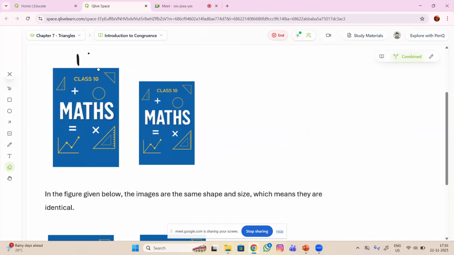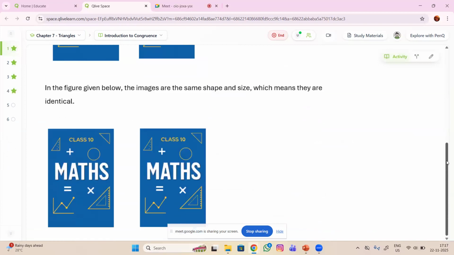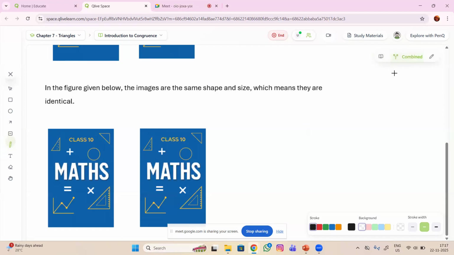Go to the next section. Is it identical? Yes. Very good. They have the same size and shape. Then we can call these identical to each other.